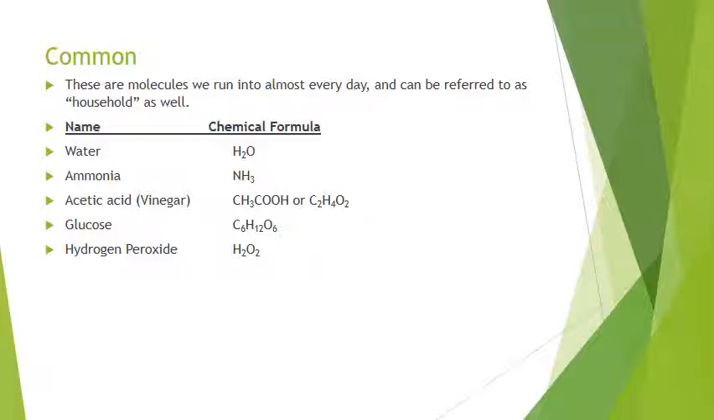Okay, the commons. These are molecules we run into almost every day and can be referred to as our household as well. So common or household. So here's what you've got to know: water, H2O, ammonia, NH3, acetic acid or vinegar, you can use this formula right here: C2H4O2. Glucose, which is a kind of sugar, C6H12O6, and hydrogen peroxide. So there's no real rationale for how these relate to each other. You just got to know.